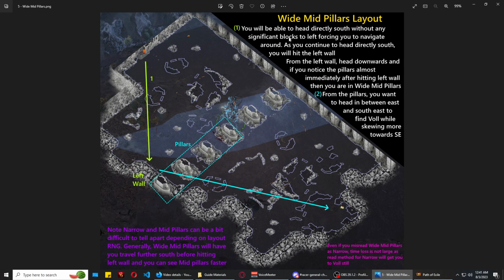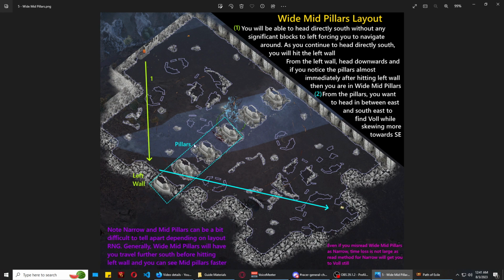Next, we have wide mid-pillars. Again, we'll be able to head directly south from the entrance for about 5 to 6 screens without being blocked to the left. We'll be able to hit the left wall or border of the map, and pretty much right as we hit the left wall or border, or within a screen, so pretty right away, we will see pillars again. Once we see pillars, we know we're going to be in the wide mid-pillars layout.